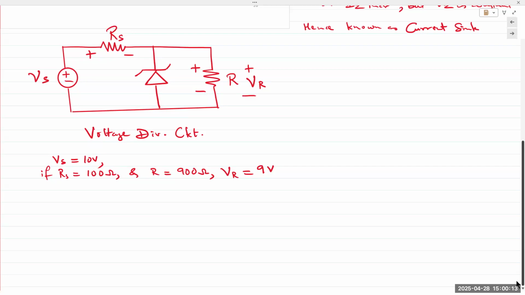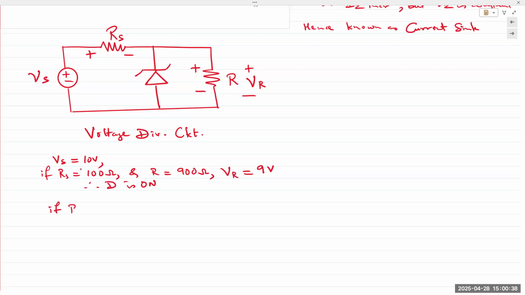V in is 10 volts. 1 volt drops across Rs. So the Zener and the load resistor R see 9 volts across their terminals. Zener diode is rated for 5 volts. Does it turn on? Yes, it turns on. The diode D is on.